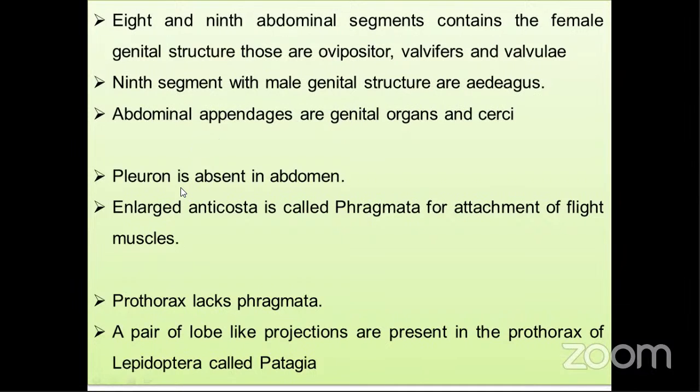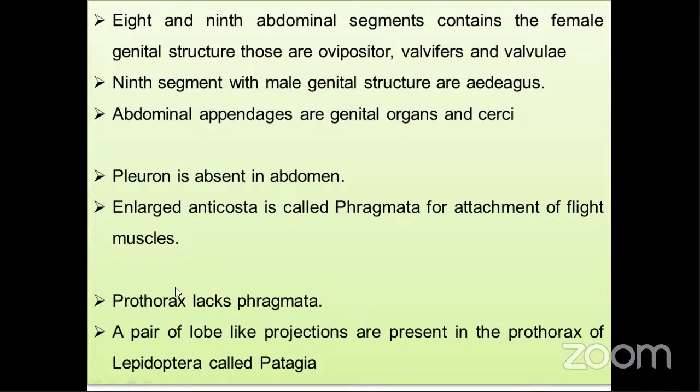Okay. Now the pleuron is absent in the abdomen. There is no pleuron, so the lateral plate, the pleura, is absent in the abdomen. The enlarged antecosta is called phragmata, which serves for the attachment of flight muscles only.